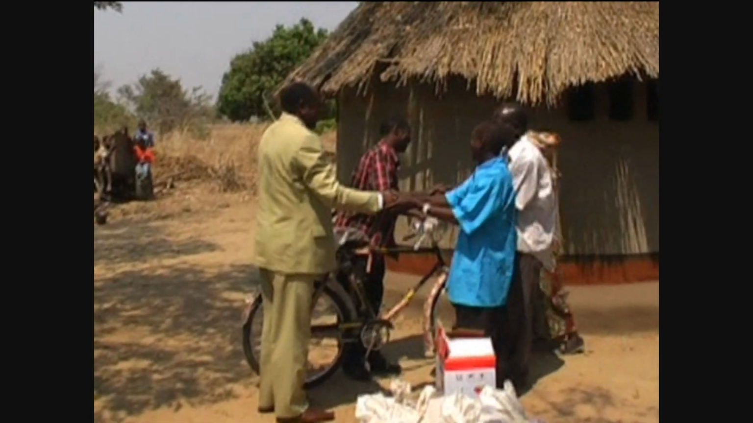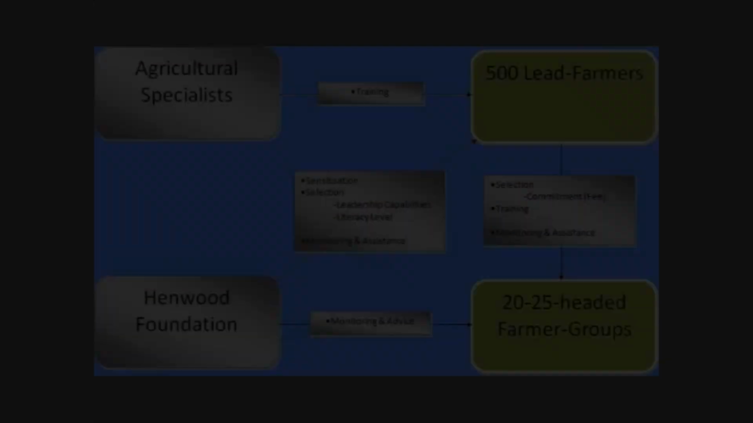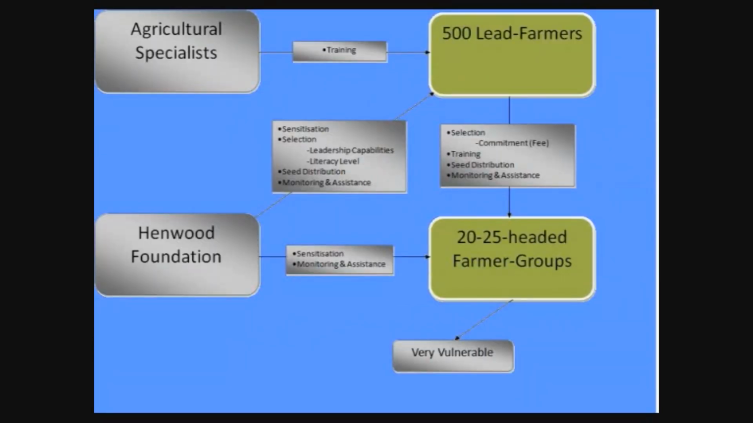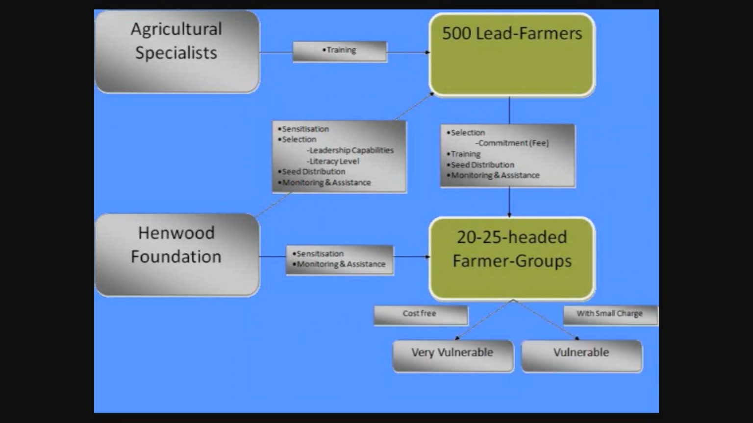When looking at the procedure diagram, there is one step missing, which is the one of seed distribution to the beginning of the first planting. Henwood distributed the seeds to the farmers cost-free when they were identified by their lead farmers as being very vulnerable, and with charge to those who are less vulnerable.